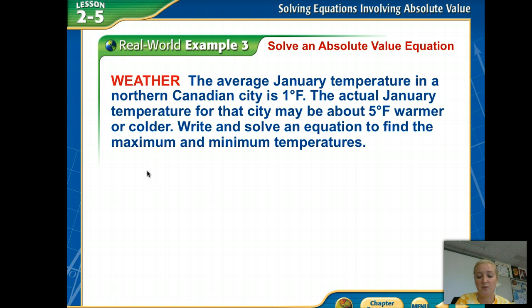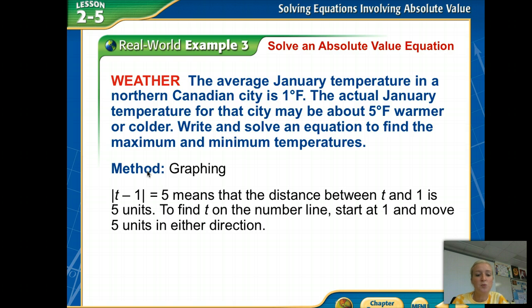So the first thing that I would do is choose the method of graphing. |T - 1| = 5 is this equation. Here was my original temperature, and the 5 represents that it's going to move 5 in either direction.